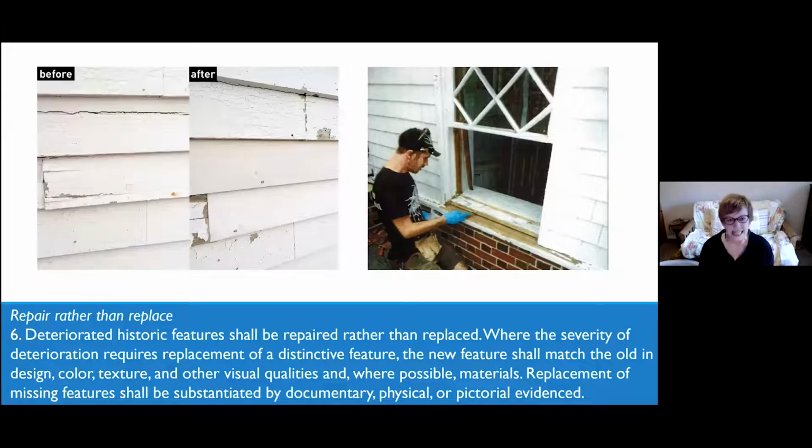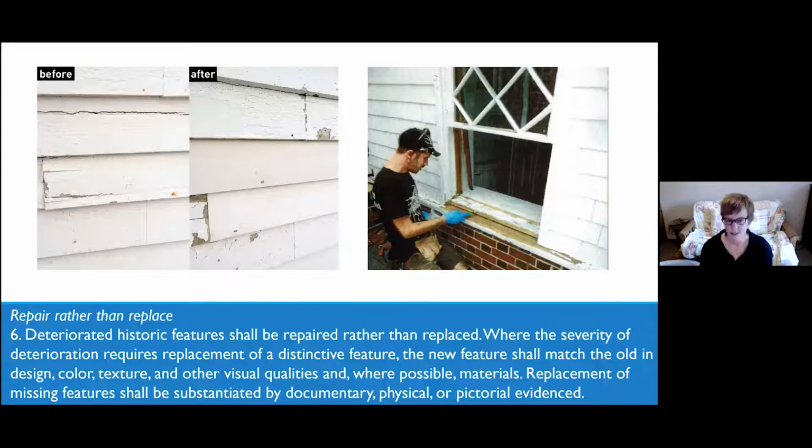Okay, then the next one, which is probably one of the standards that people struggle with the most: repair rather than replace. So Standard 6 says, deteriorated historic features shall be repaired rather than replaced. Where the severity of deterioration requires replacement of a distinctive feature, the new feature shall match the old in design, color, texture, and other visual qualities, and where possible, materials. Replacement of missing features shall be substantiated by documentary, physical, or pictorial evidence.